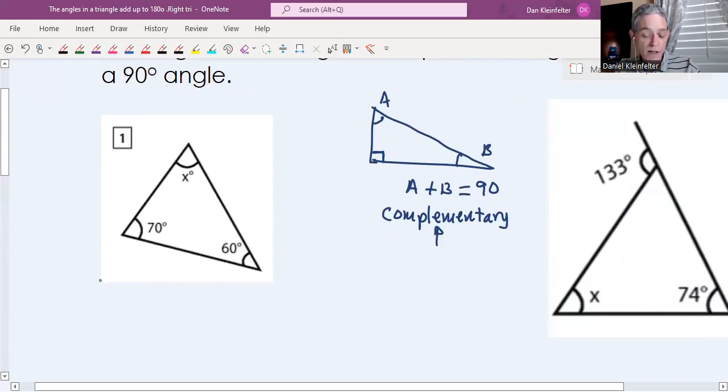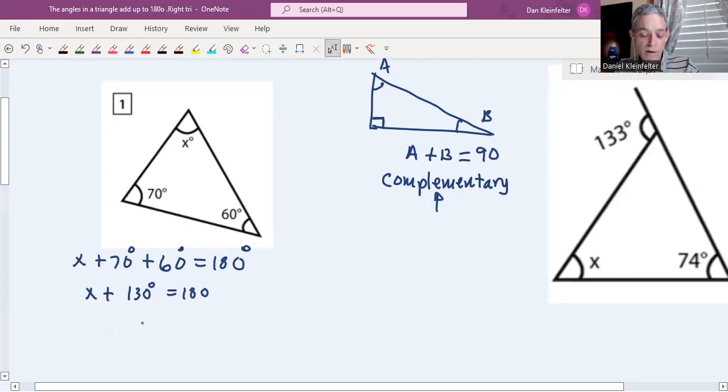So here we would like to find the size of angle X. So we know that the total of the angles has to be 180 degrees. So we'll just add them up. X plus 70 degrees plus 60 degrees equals 180 degrees. Combining like terms on the left side, we'll have 130 degrees. And so that makes X have to be 50 degrees. So 50 degrees is the size of our missing angle.